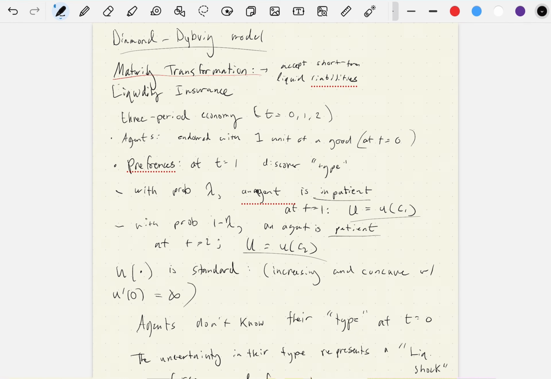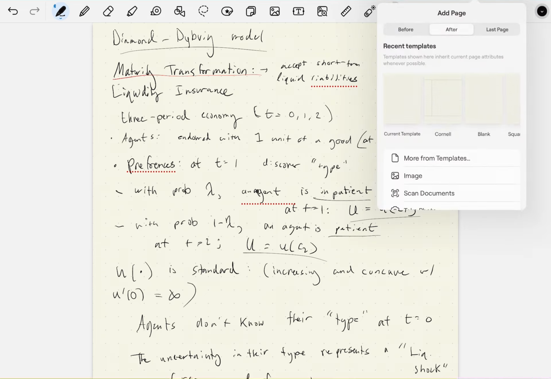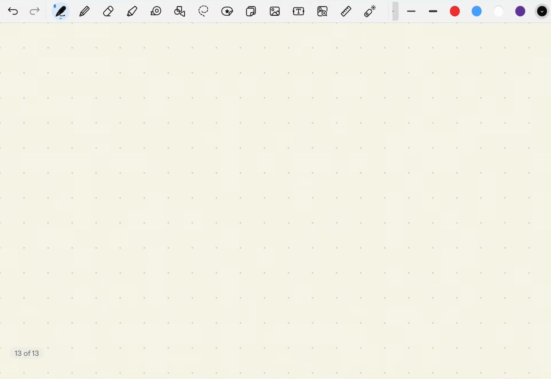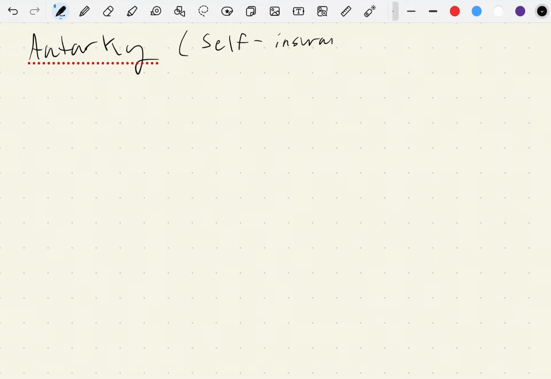Now let's talk about self-insurance, right? So this is the Diamond-Dybvig Model. Okay. All right, sounds good. So let's talk about autarky, okay? And this would be, of course, the idea of self-insurance. Without a banking system, each agent must self-insure, okay? So that's kind of like an axiom, right? If there's no bank, this is what we have to do.